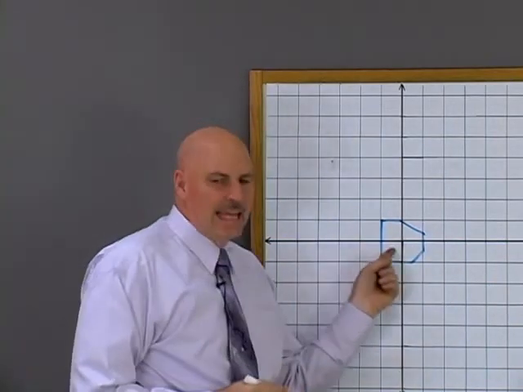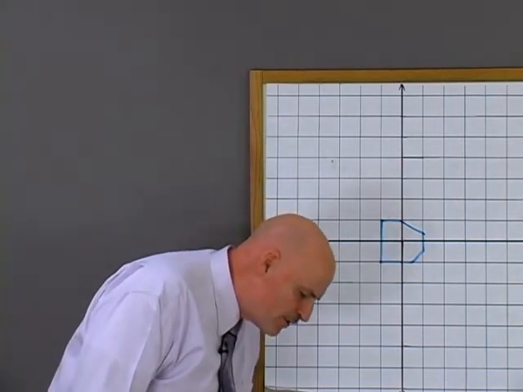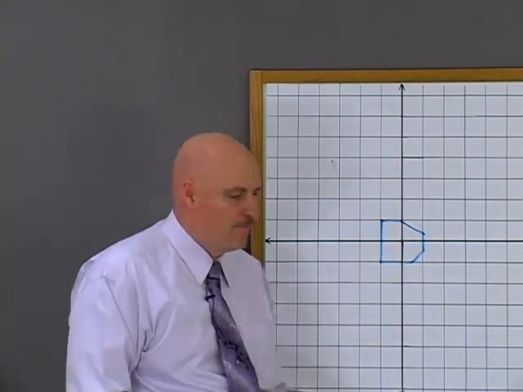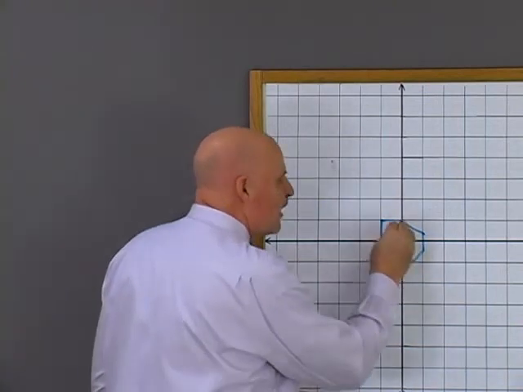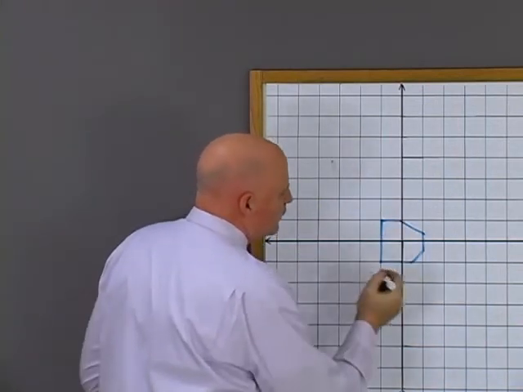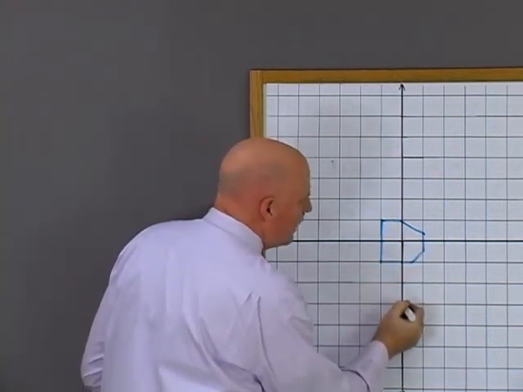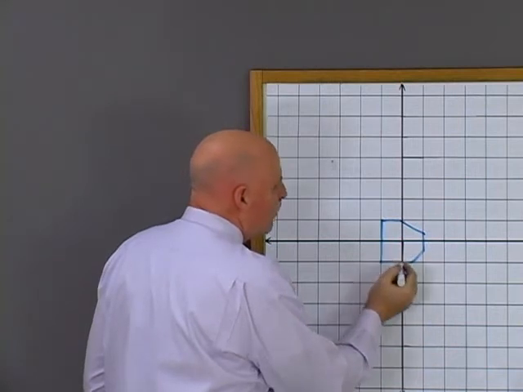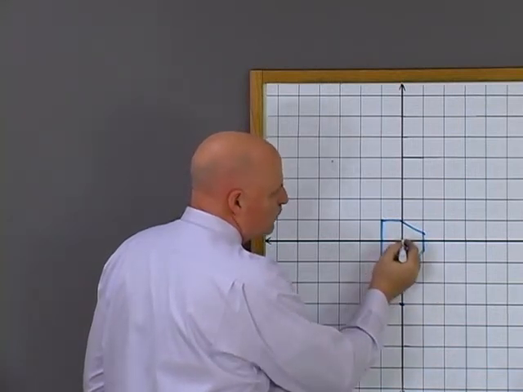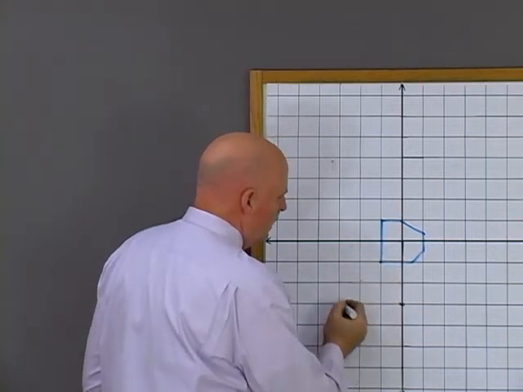If I want to dilate this, what I would say is by a factor of 3. So I'm going to dilate it around the origin, so I want to make it 3 times as large. So this point here would be 1, and then it would become 3. This point would become, let's do this one, 1. Now it's going to be 3.